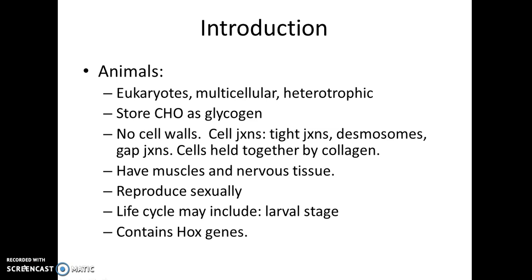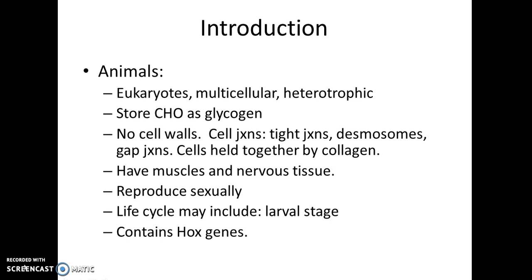In order to truly understand animals, we need to have the basic introduction. They are eukaryotic, multicellular, and heterotrophic. That means we need to consume our carbon and get our source of electrons. We store carbohydrates as glycogen. We have no cell walls. Instead, we have cell junctions like tight junctions, desmosomes, and gap junctions, and our cells are held together by collagen, which is a connective tissue.